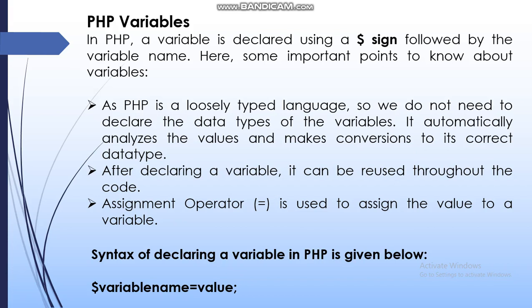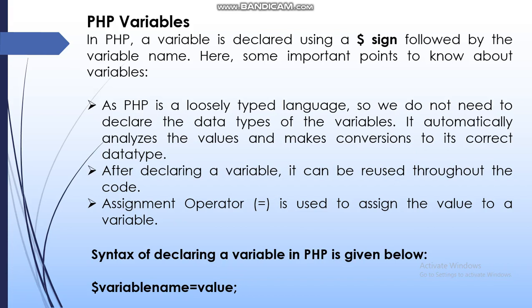Getting what a variable is? A variable is used to create temporary space in computer memory. A variable is also called an identifier. Important points: in PHP there is no need to declare a data type with variables because it is a loosely typed language, and it automatically analyzes the values and converts to the correct data type. After declaring a variable it can be reused throughout the program, throughout the code. And to assign a value to a variable we use the assignment operator, the equal sign.